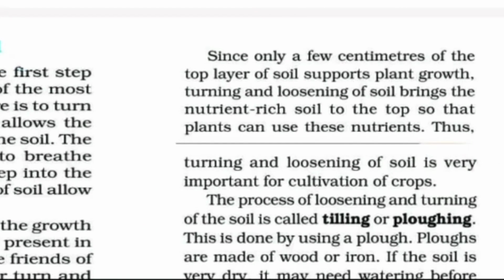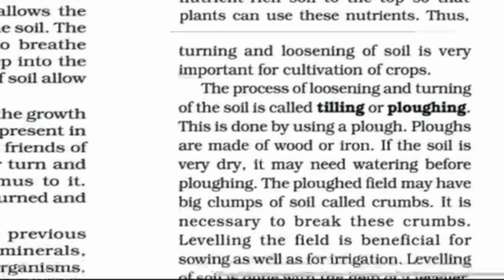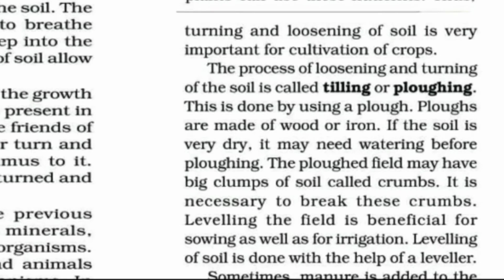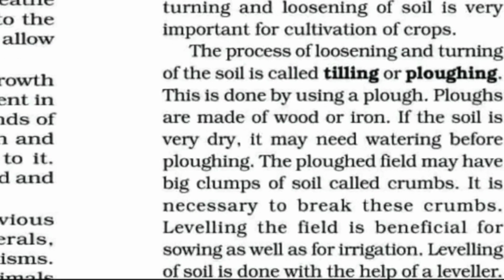Since only a few centimeters of the top layer of soil supports plant growth, the topmost soil is loosened so that the rich nutrients in the soil can be absorbed by the plants. So turning and loosening of the soil is very important for cultivation of crops. The process of loosening and turning of the soil is called tilling or plowing. I'll repeat it for you. The process of loosening and turning of the soil is called tilling or plowing.